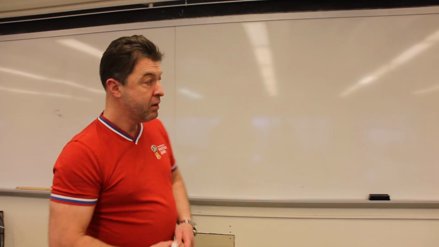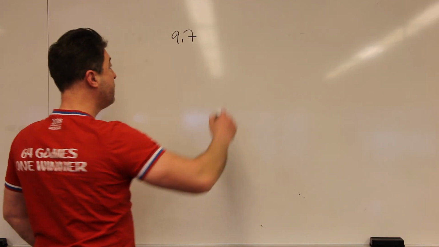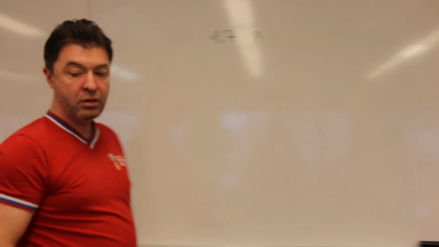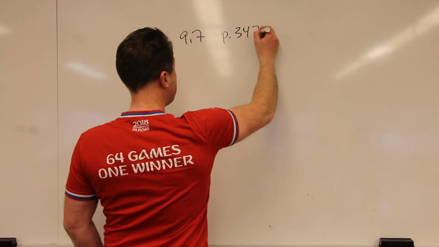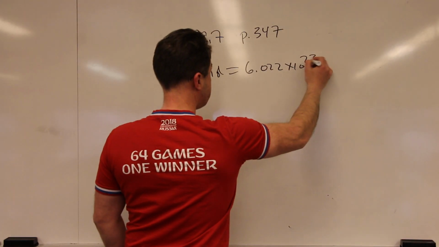And so the next topic, guys, I want to now cover is significant figures for Avogadro's number. That will be 9.7 in your textbook, on page 347, and 1 mole is equal to, again, 6.022 times 10 to the positive 23.